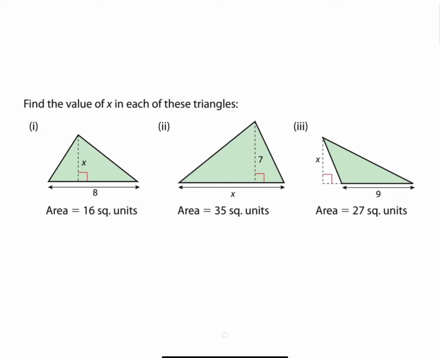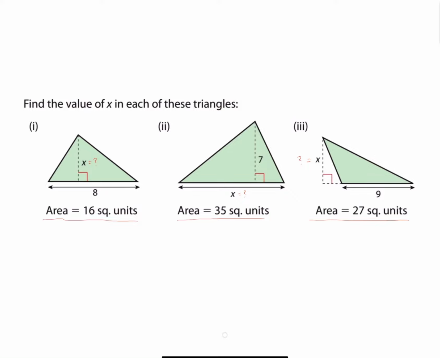With these triangles, we know what the area is. We're told what the area is for each of the triangles. But with number 1, we don't know what the height is, okay? X represents the height. We don't know what that is. In number 2, we don't know what the base is. And in number 3, we don't know what the height is. So now we have to figure out what it is.